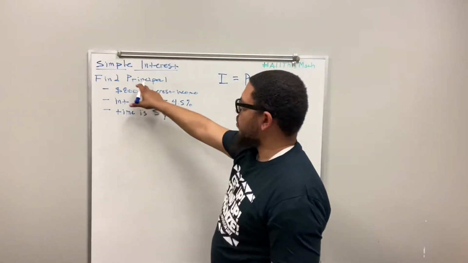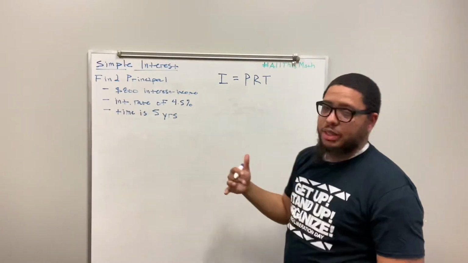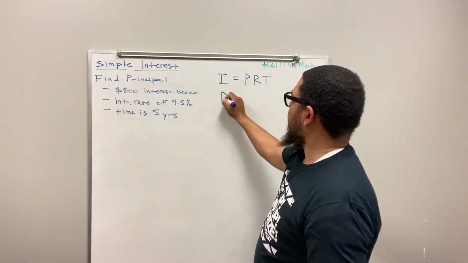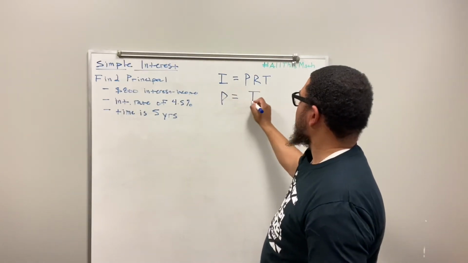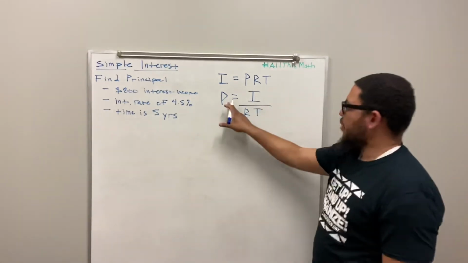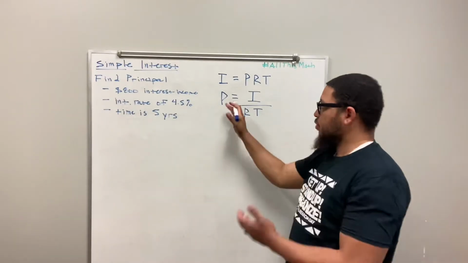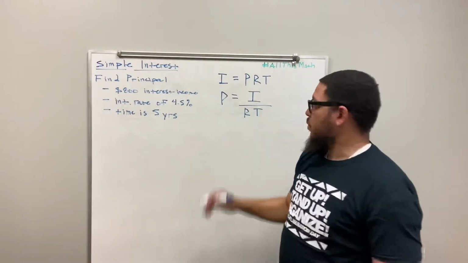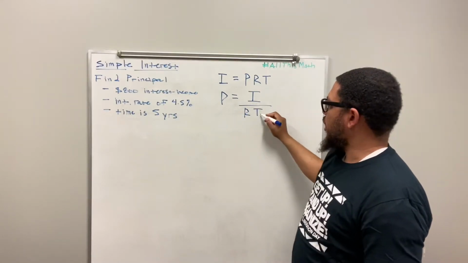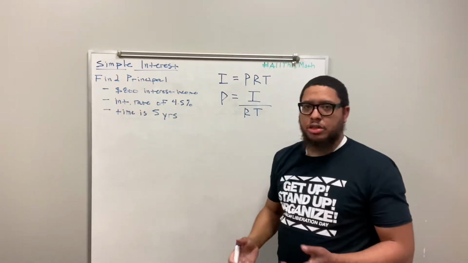Because we're looking for the principal, we need an equation. Instead of saying I equals something, we need an equation that says P equals something. So I'm going to just give you the formula. So it's P equals I divided by R times T. P equals I divided by R times T. This is the formula for how you find the principal. When you know these three pieces of information, the interest income, the interest rate, and the amount of time, this is the formula.